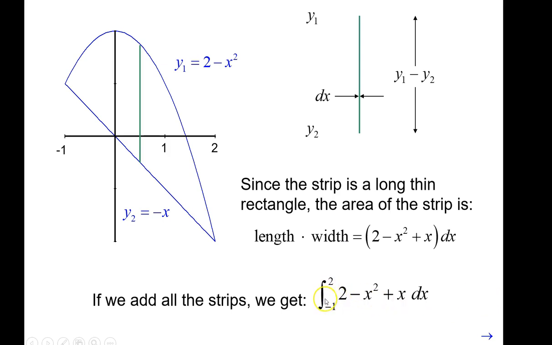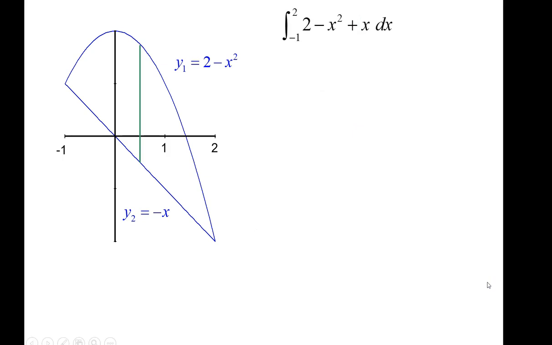We're going to integrate the function from the points of intersection, -1 to +2. -1 is the x value over here where the functions intersect, and +2 is the x value over here where the functions intersect. Then the integral of 2 minus x squared plus x, that's the length, times the width, dx. If we integrate that, that'll get us the area bounded within that region. So how do we integrate this? Remember, we use the fundamental theorem of calculus.